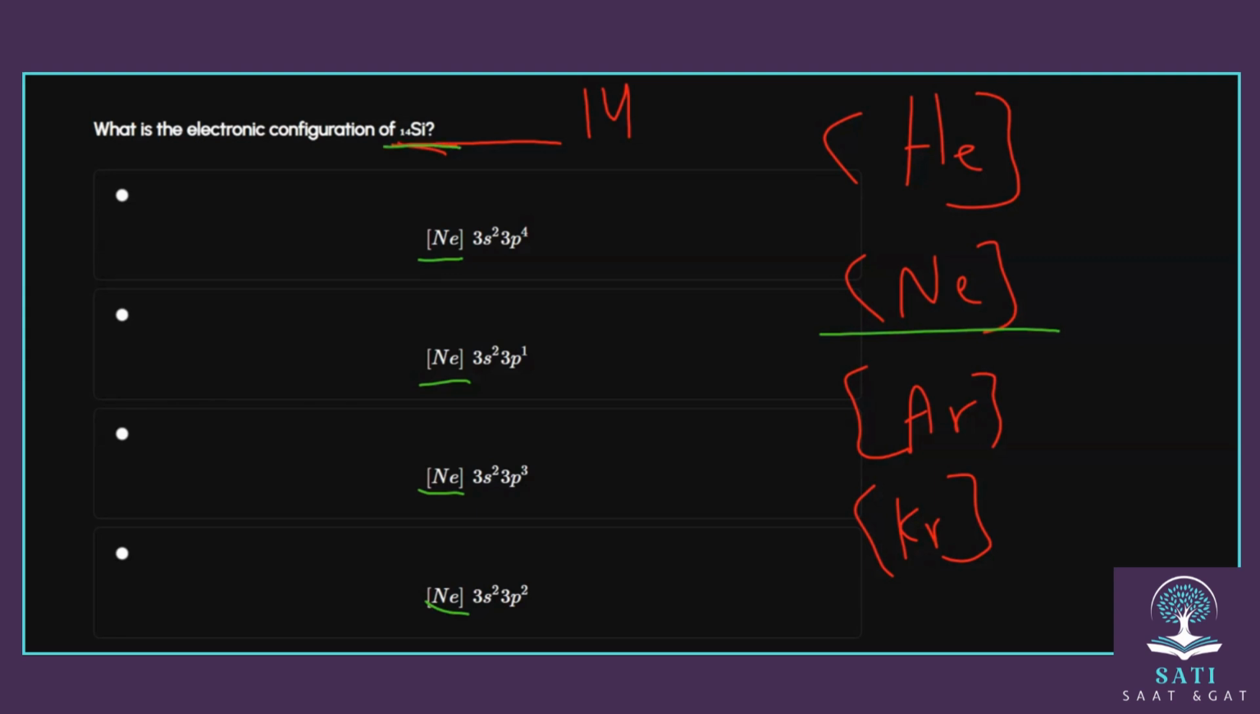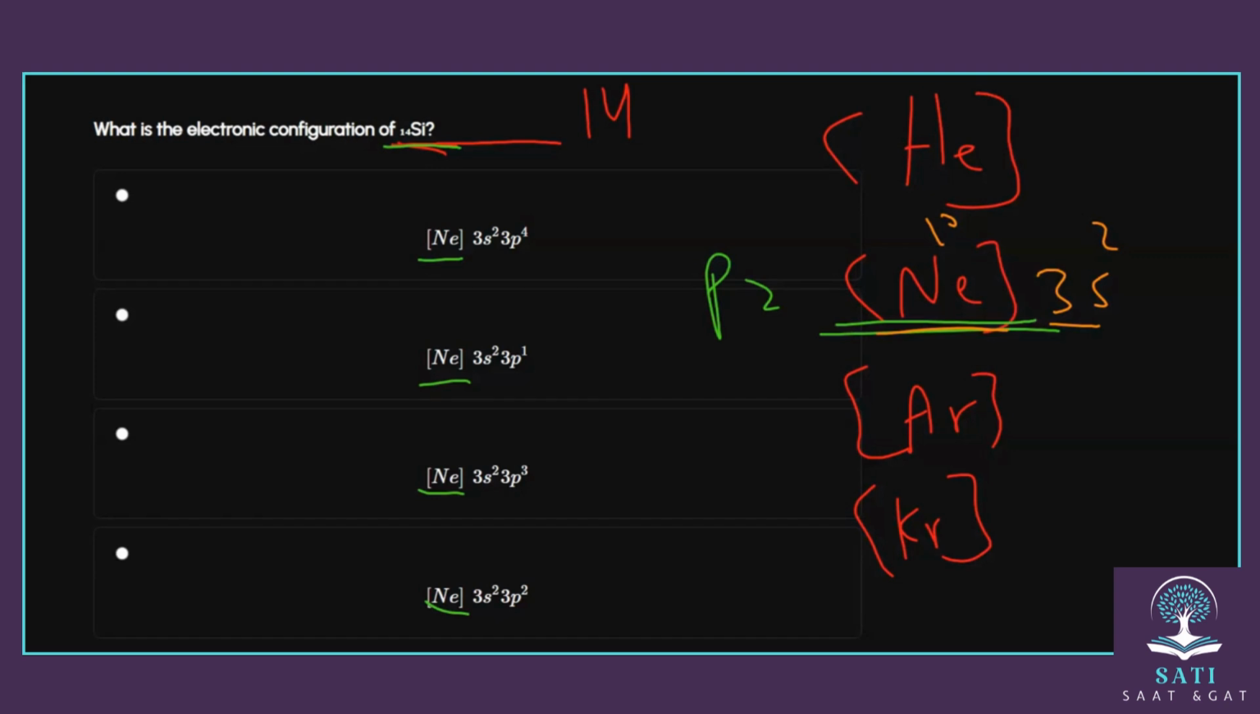Now we go next. Here, when it is 14, that means the second period is finished, which is neon. Okay, what comes now? What comes after the neon is the third period, and the third period starts with 3s. The 3s takes 2 electrons. Now the neon takes 10 electrons and the 3s takes 2 electrons. Now the sum is 12 electrons. What is left now is 2 electrons.